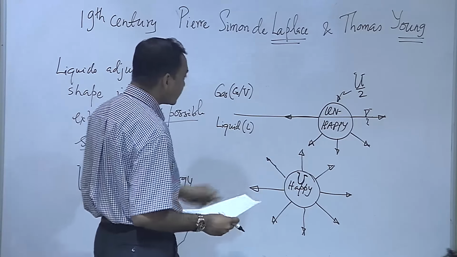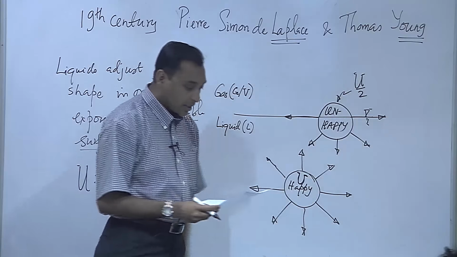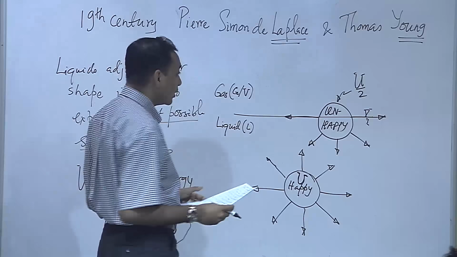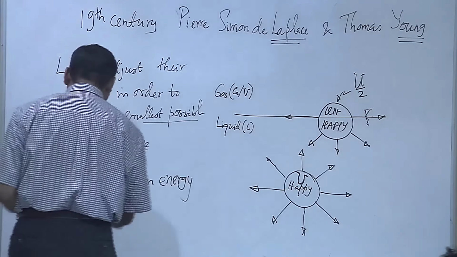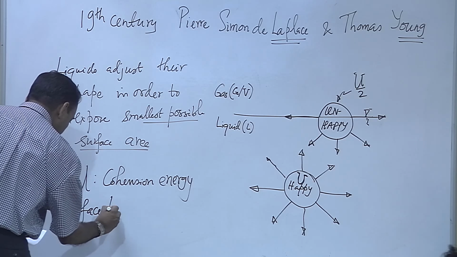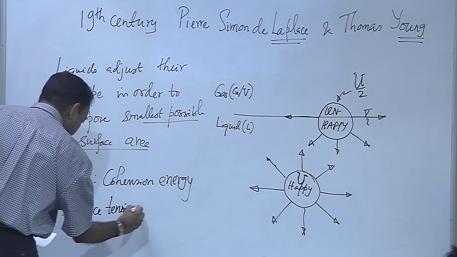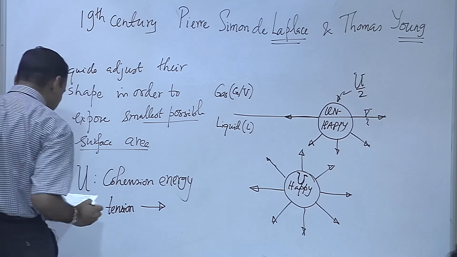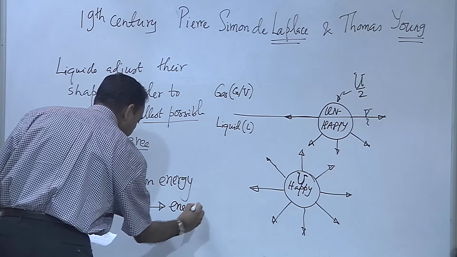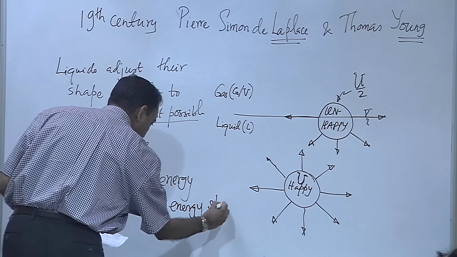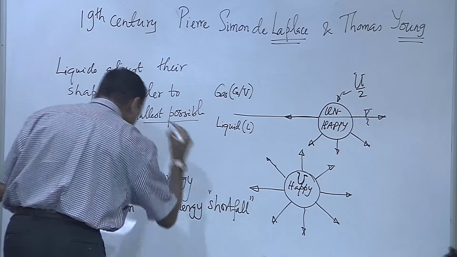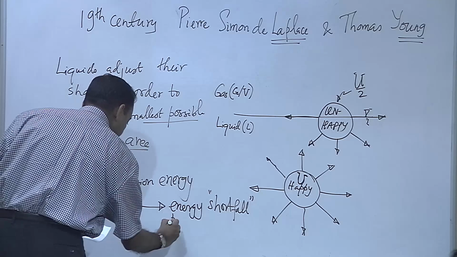So we can say that the surface tension is essentially a direct measure of the energy shortfall per unit area. The surface tension is directly related to the energy shortfall, in this case U by 2, per unit surface area.